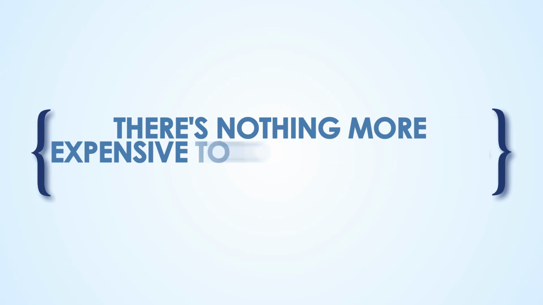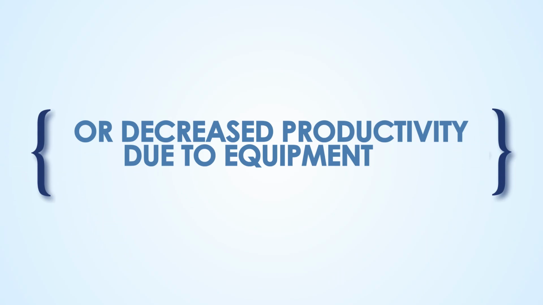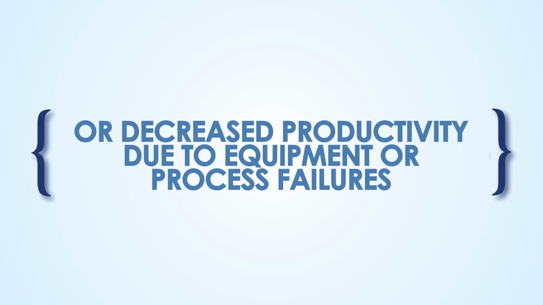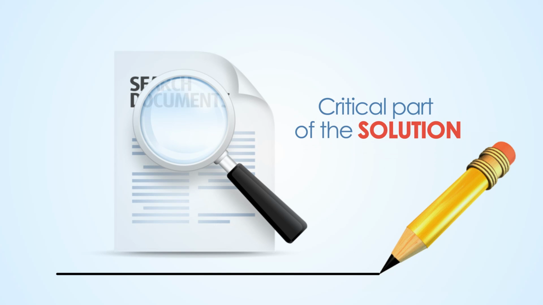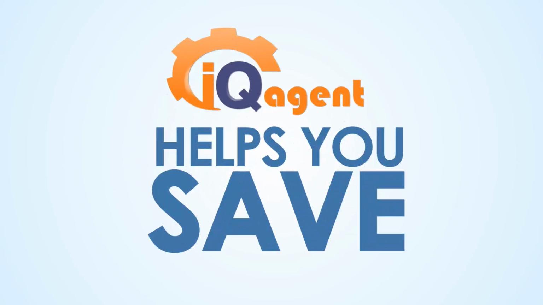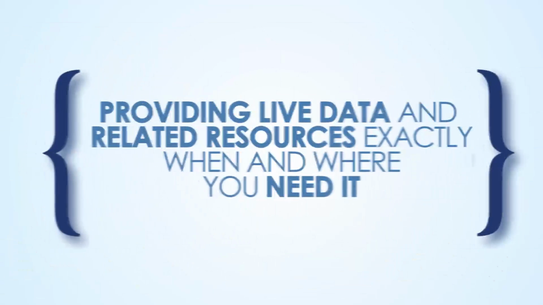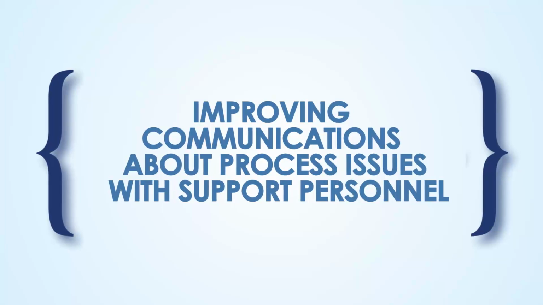Let's face it, time is money. There's nothing more expensive to plant operations than unplanned downtime or decreased productivity due to equipment or process failures. When the line is down, quickly getting information and resources into the right hands is a critical part of the solution. In situations like these, iQAgent helps you save time and money by providing live data and related resources exactly when and where you need it, and improving communications about process issues with support personnel.